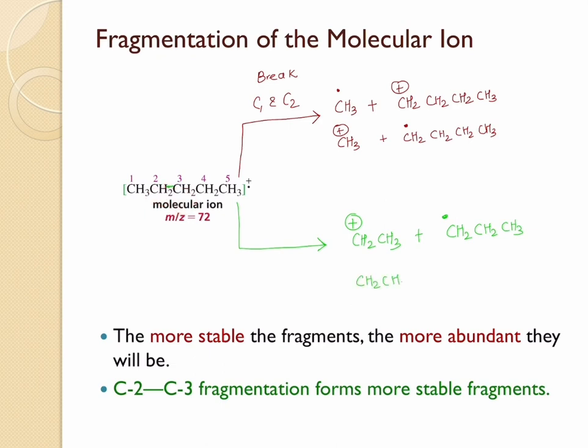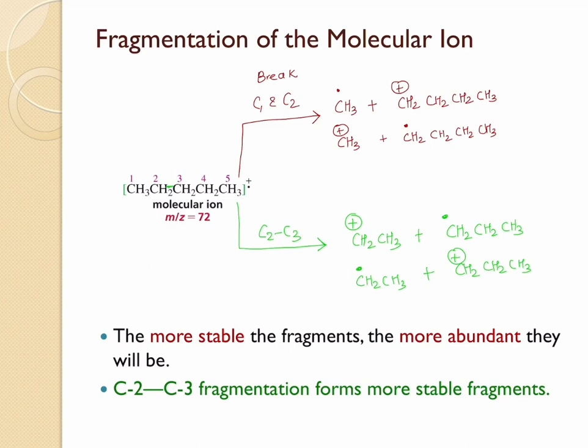So you will have an ethyl radical and a primary carbocation. So these are the two possibilities. Now let's take a look into this. Between these two fragmentation patterns, let's say that this is the C2-C3. Between the C1-C2 bond breaking and the C2-C3 bond breaking, which one is going to lead to the most stable fragments?